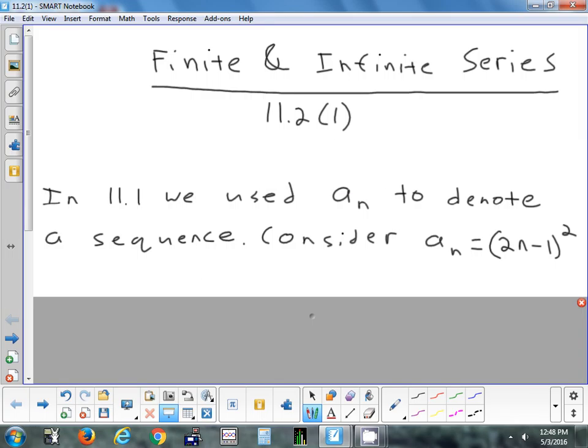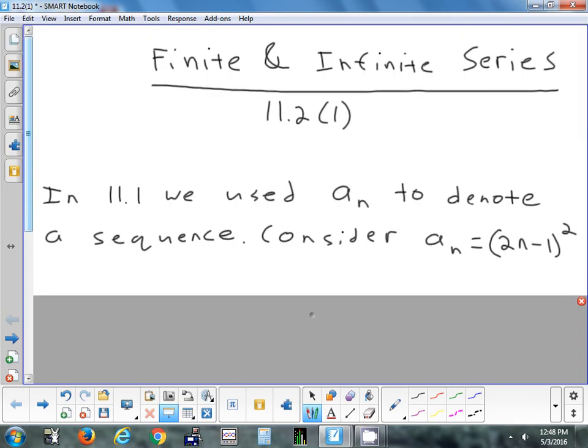This is the notation that we used when we talked about a sequence. Generally, we name a sequence with a lowercase letter, and then the n stands for the particular term you're looking for. So for example, if you wanted to know the third term in sequence A, you'd plug 3 in for n and do it up.